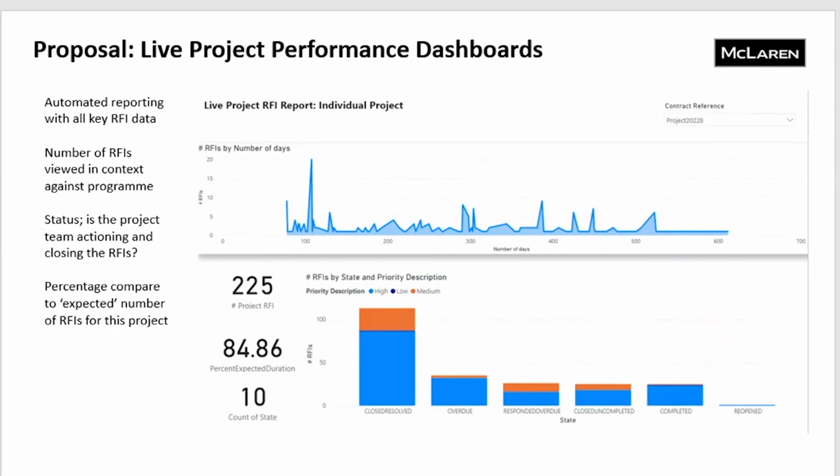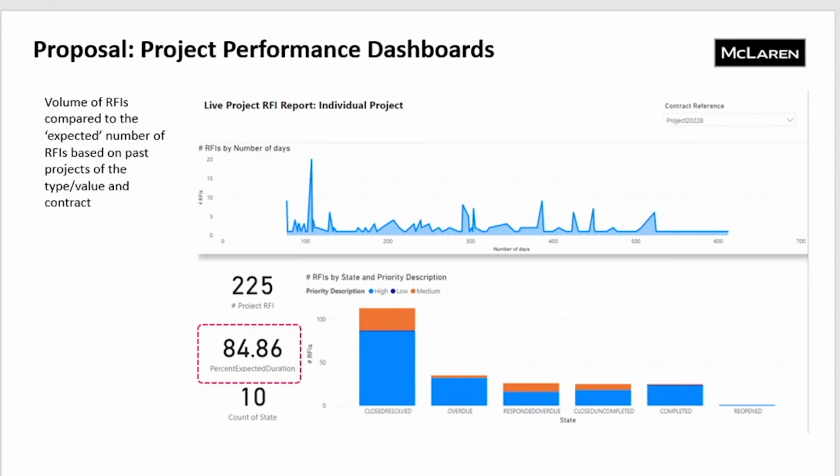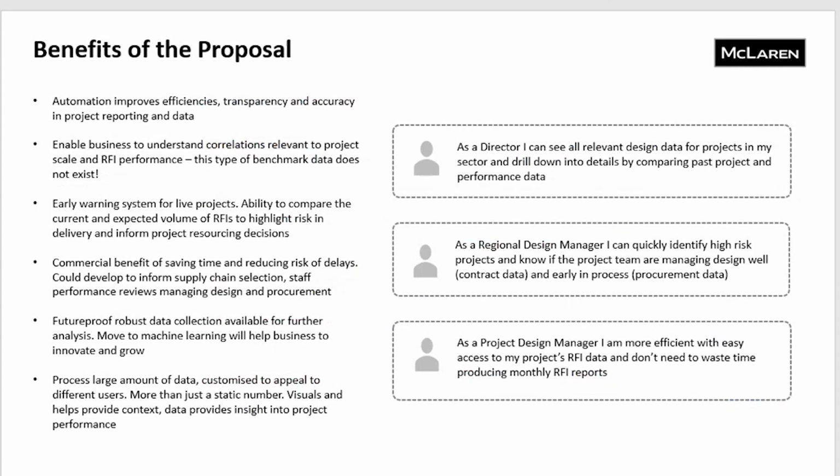Last dashboard is to look at live project reporting. So instead of creating a manual report, this one dashboard shows everything everybody needs for that individual project. It plots the RFIs against the project. It shows the priority to say if the design team are performing, actioning, and closing those issues. And then this is the key bit. It's compared against the past projects. We're able to say how this project is performing in relation to a project of its similar type.